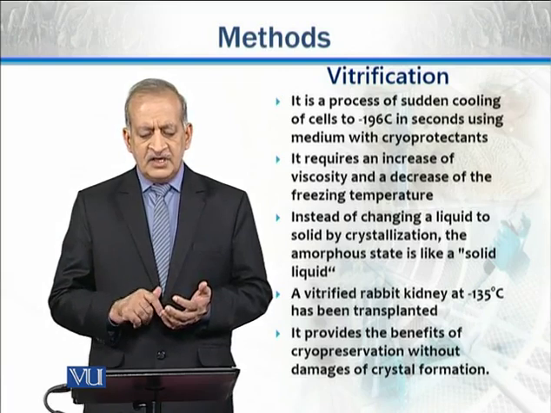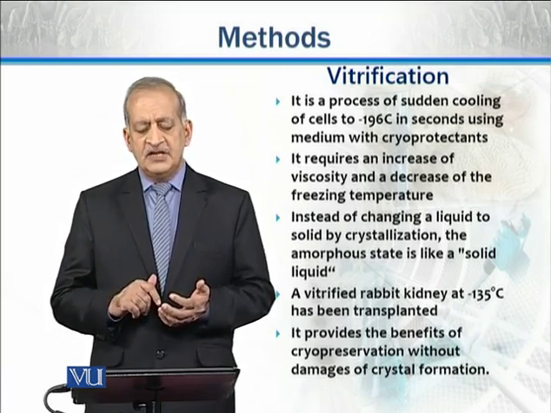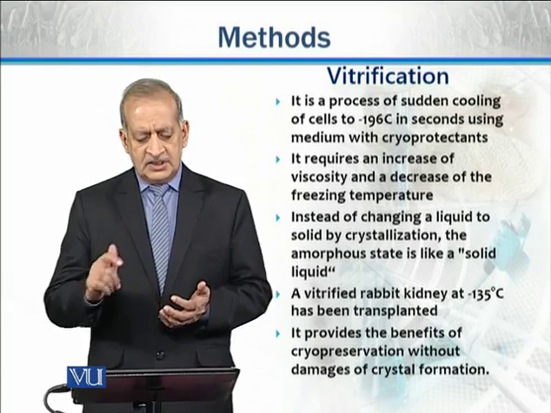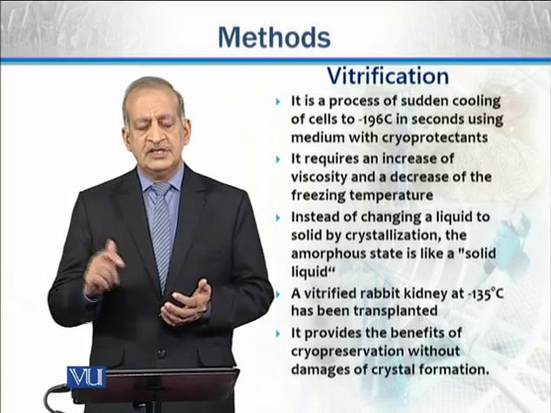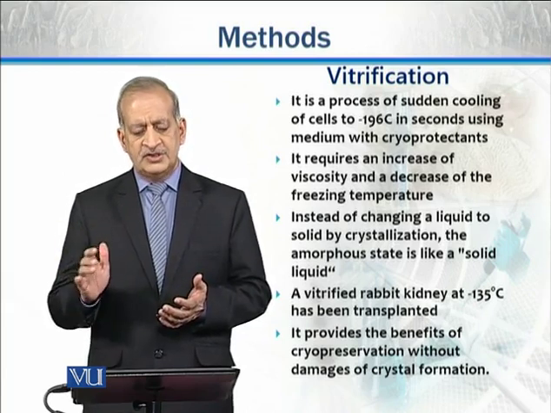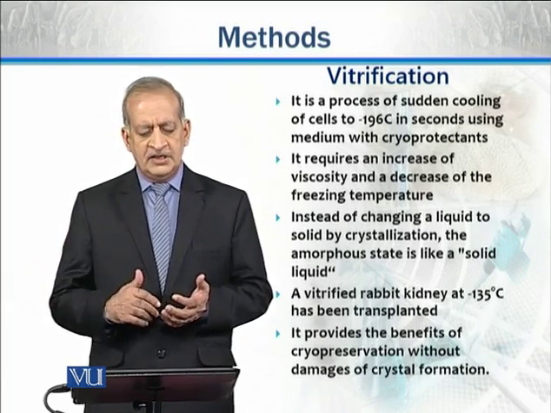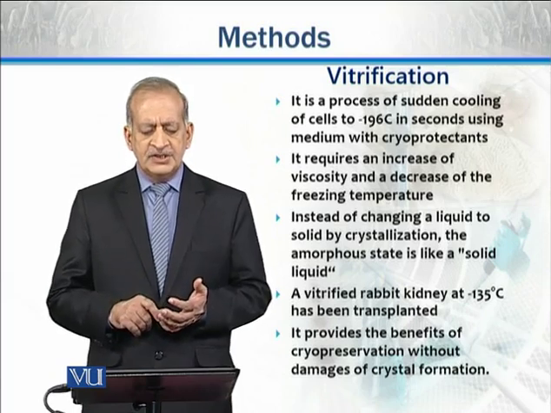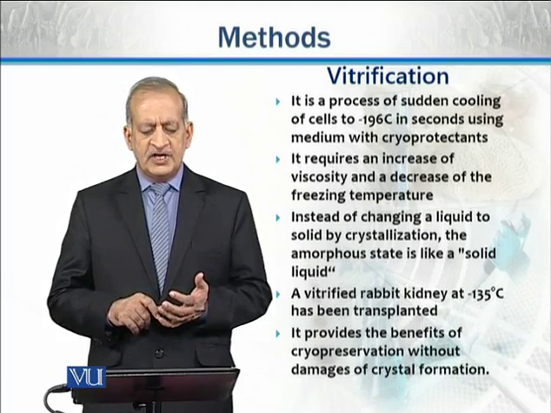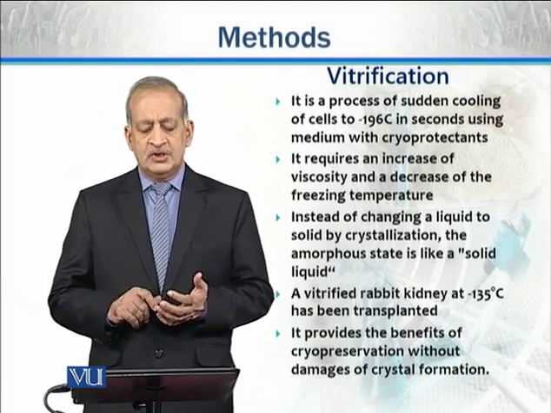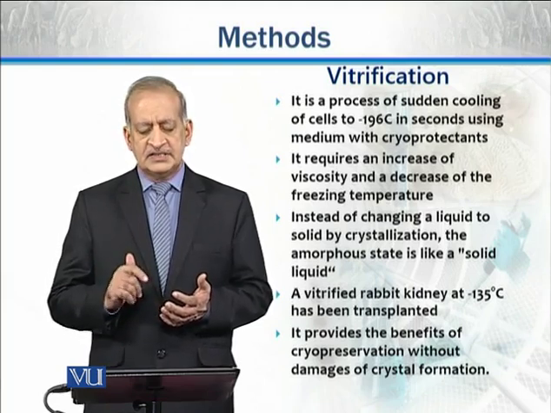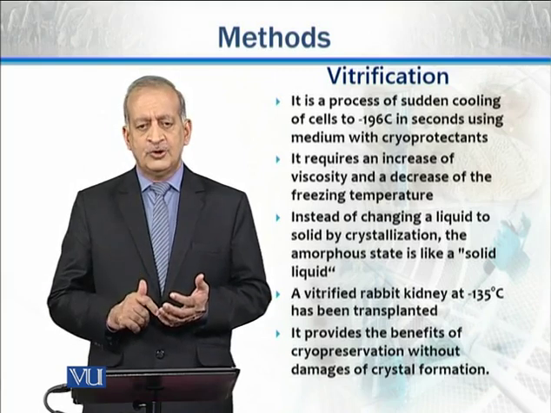A vitrified rabbit kidney at minus 35 degrees Celsius has been used for transplantation in a live rabbit, and it functioned normally in those rabbits. This vitrification provides the benefit of cryopreservation without damage and without formation of ice crystals, like we mentioned earlier on.